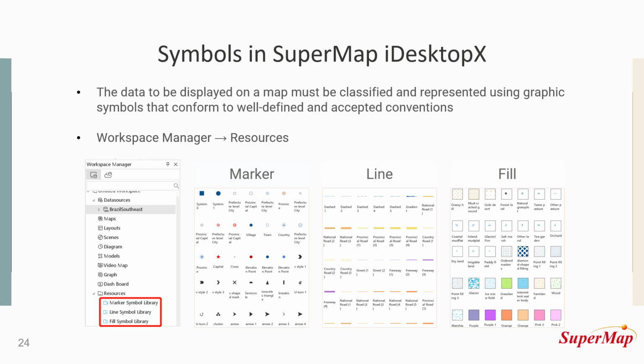In SuperMap Desktop X software, we provide 3 kinds of sources for users to symbolize points, lines, and regions. They are all stored in Resources node of Workspace Manager, here, named Marker Symbol Library, Line Symbol Library, and Fill Symbol Library. When we open one of them, we can see all the symbols of the same kind for this workspace, like these 3 pictures shown on the right.